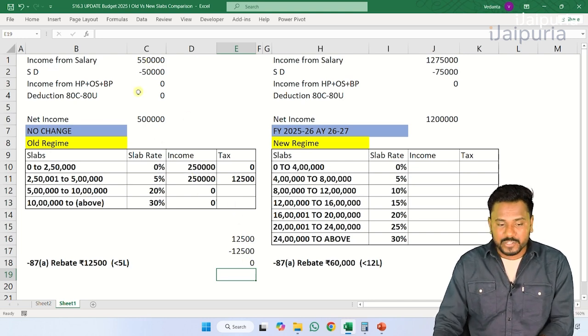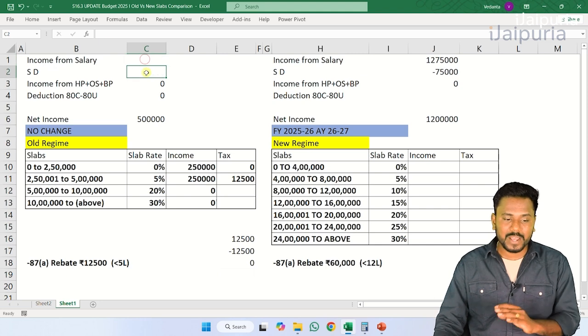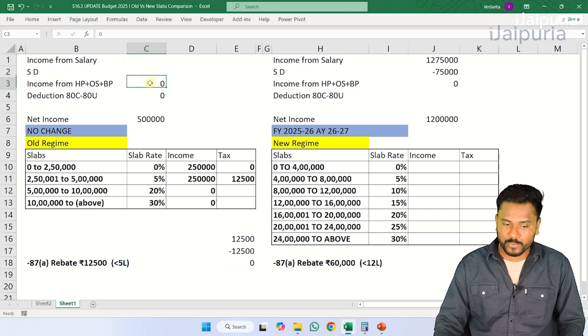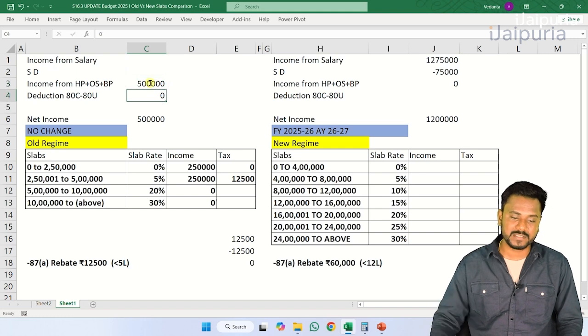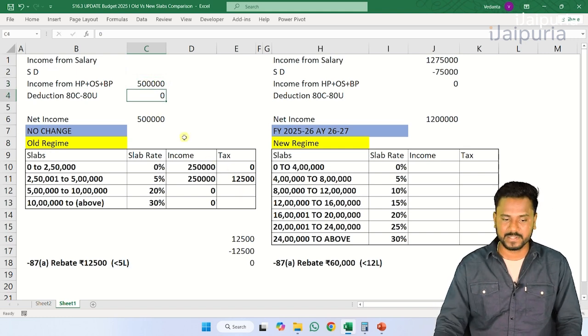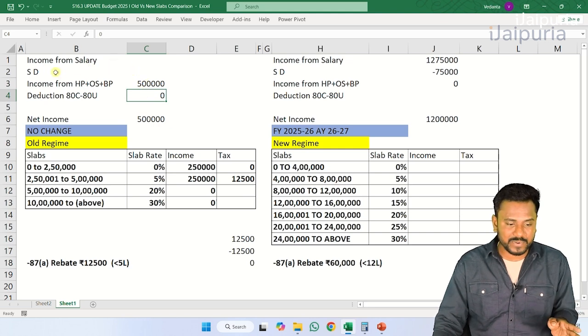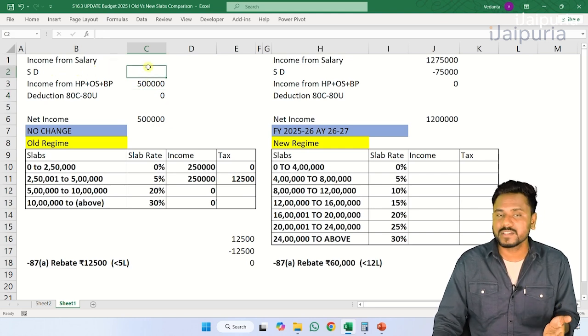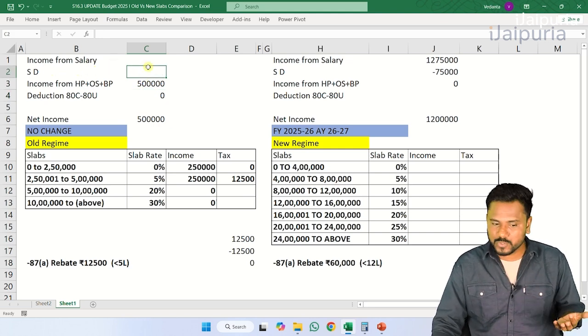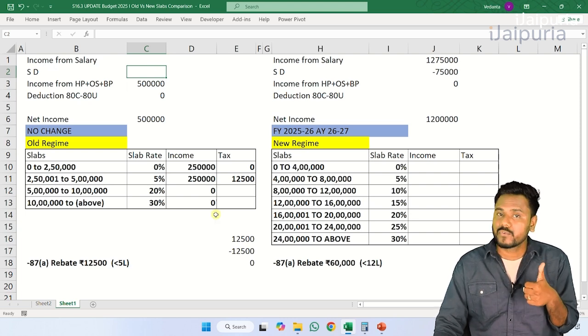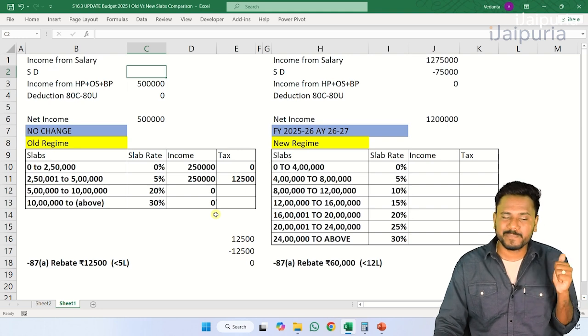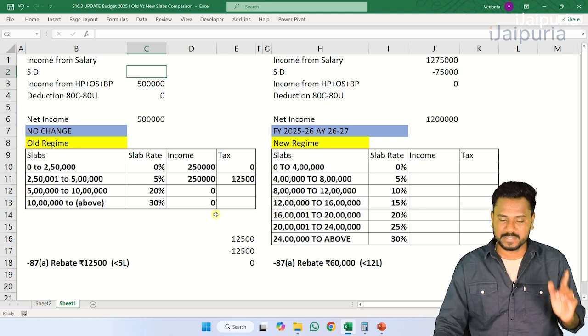Imagine you don't have salary income, but you have income from other sources. When you have income from other sources, for income up to 5 lakhs, there will be no tax. With 5,50,000 of salary income, there is the benefit of the standard deduction of 50,000. However, there is no tax up to 5 lakhs as per this. So for a salaried person up to 5 lakhs 50,000, no taxes. For a non-salaried person up to 5 lakhs, no taxes.